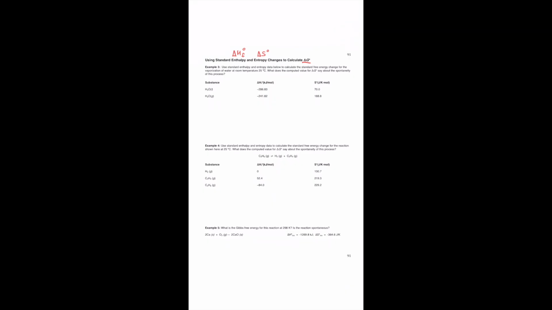And the enthalpy for the reaction is equal to the summation of the enthalpy change of the products minus the summation of the enthalpy change for the reactants, where n represents the coefficient in front of each product and reactant.